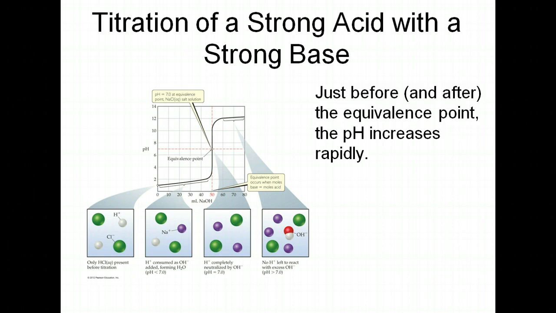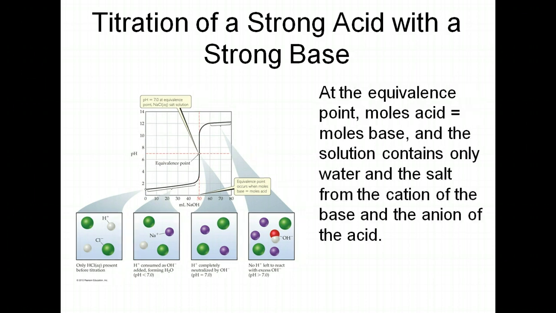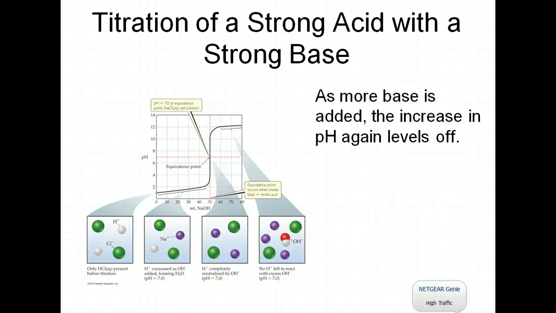Same scenario here, just repeating what we just went over. If you want to slow these down and take a look at some of the pictures, help yourself.